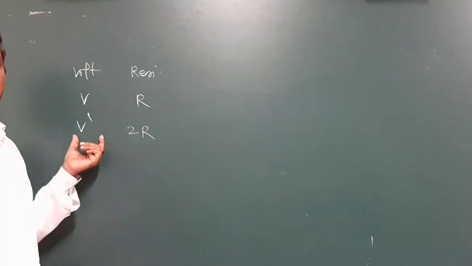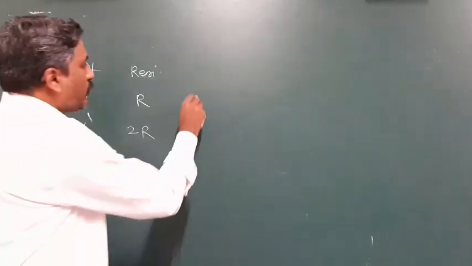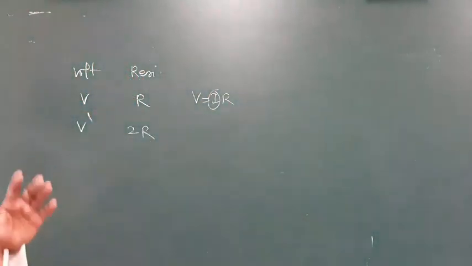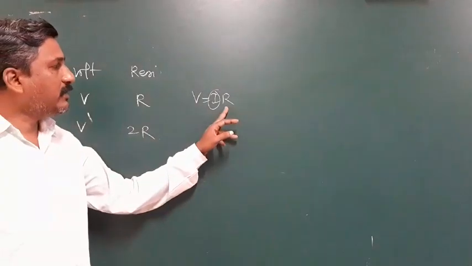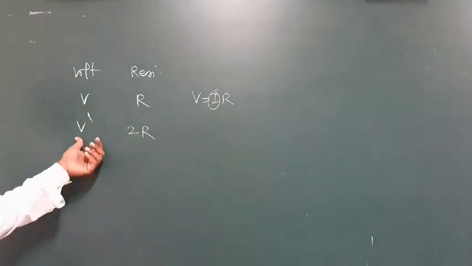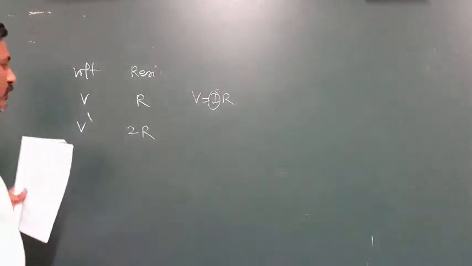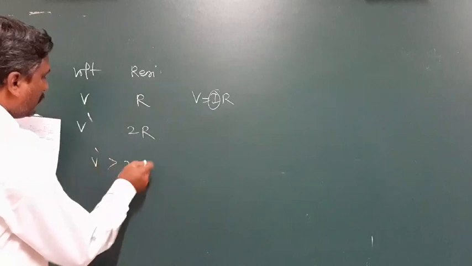Potential difference also increases, because Ohm's law is used: V equals IR. Current is emitted from the source, so a constant quantity of current is flowing. So as R increases, V dash also increases. Then how many times should it increase? It will increase by 2 times. So the correct answer for that question is the last option: V dash is greater than 2 times V.